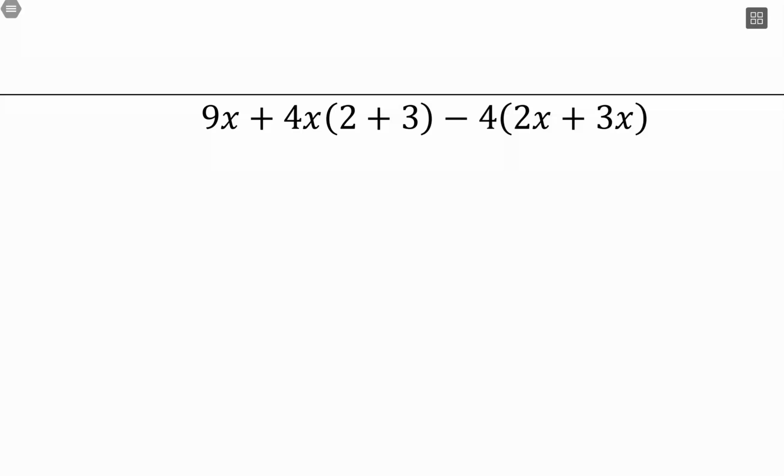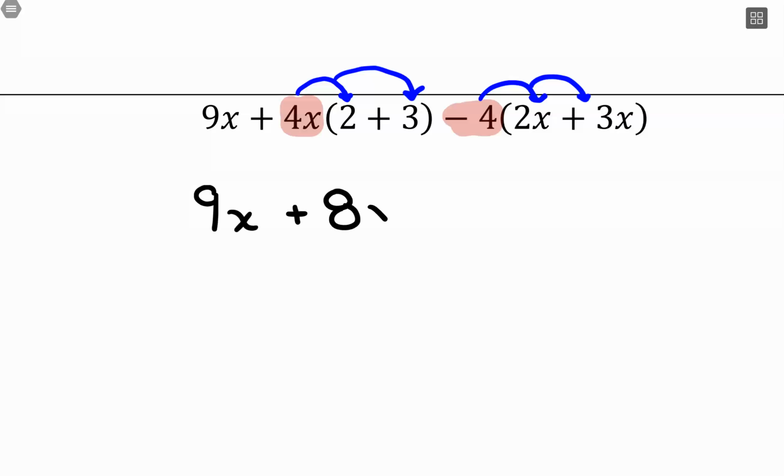All right, our last example here, we have 2 multiplication pieces. So we have this expression 4x, and that whole piece is going to distribute into the parentheses. And then we have a negative 4, and that's going to distribute into parentheses. So we have 9x out front. We have a positive 4x times 2, so that's a positive 8x. We have a positive 4x times 3, which is a positive 12x. We have negative 4 times 2x.